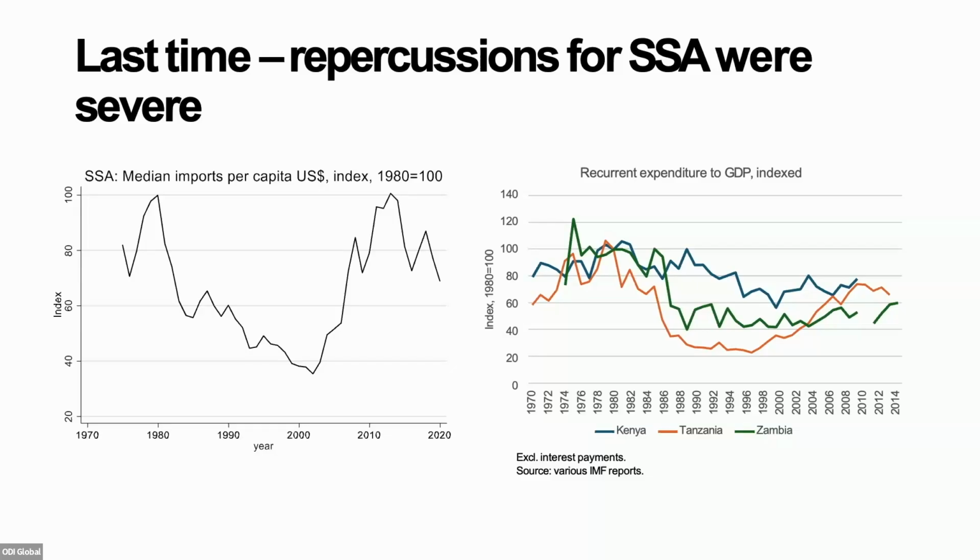On the left-hand side here, you see a chart that's looking at imports per capita in constant US dollar terms. So this is a median index here for sub-Saharan Africa. And from peak to trough, imports per capita fell by over 60%, right? This long-term, slow decline in the capacity to import would really put constraints on growth.